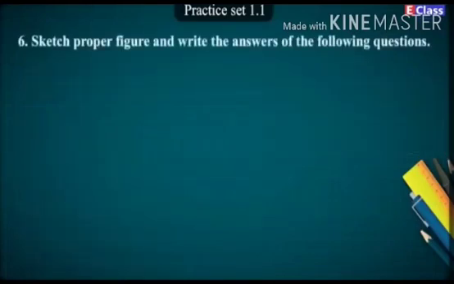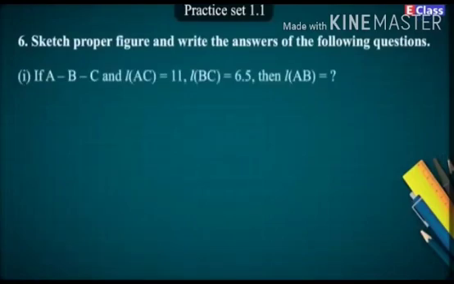6. Sketch a proper figure and write the answer of the following questions. 1. If A-B-C and length of AC is equal to 11, length of BC is equal to 6.5, then length of AB is equal to how much?